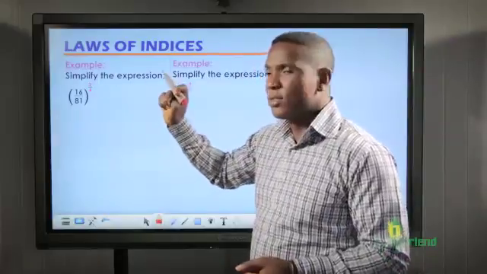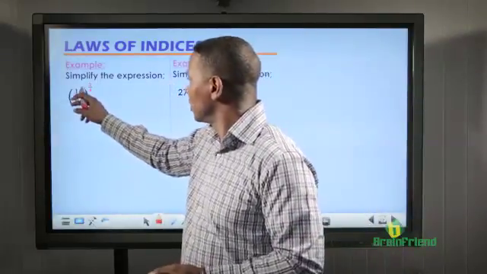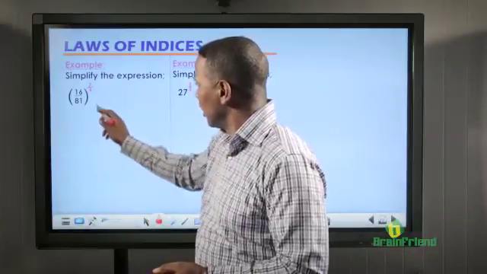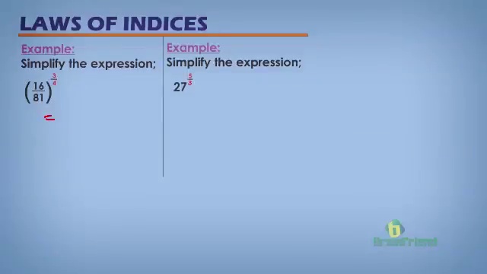Yet again, let's look at this example. We have 16 all over 81. Again, as we said, let's break this down. We would have 16 all over 81 fractional power all raised to power 3. So let's solve this within the bracket first, and then we apply our power of 3.